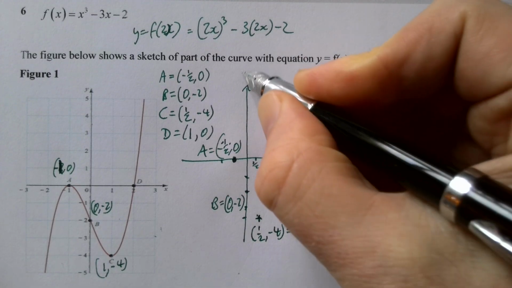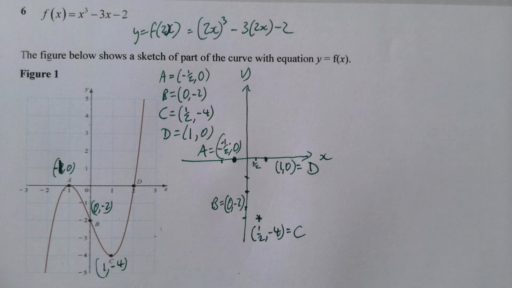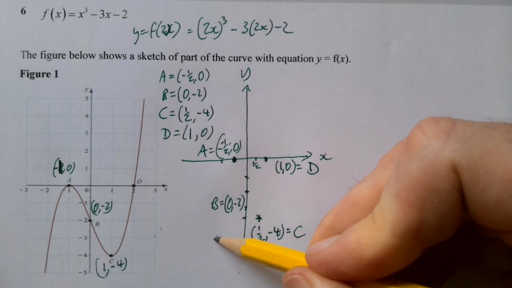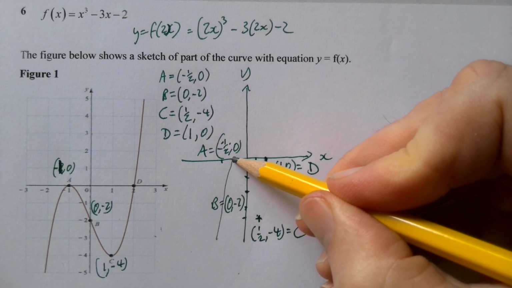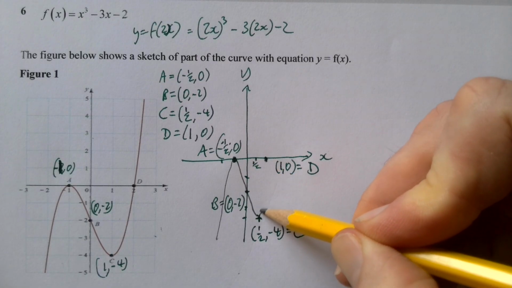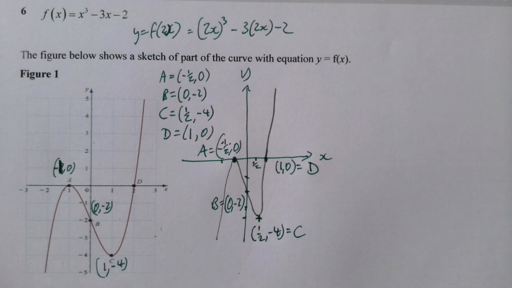equals D. And then we just sketch our graph in like that, so it's just doing the same thing, something like that. It doesn't have to be brilliantly done, but those points need to be shown clearly.